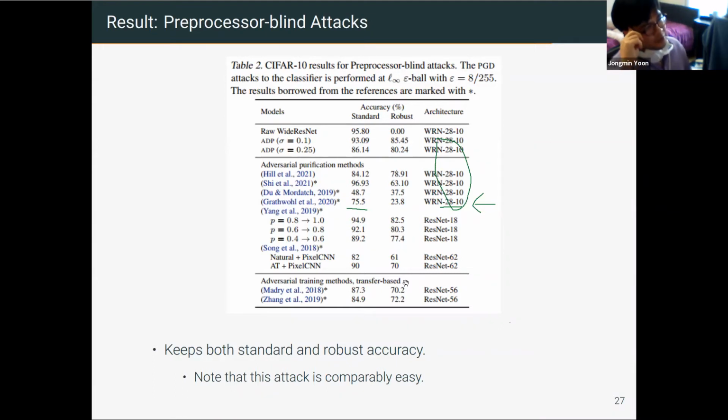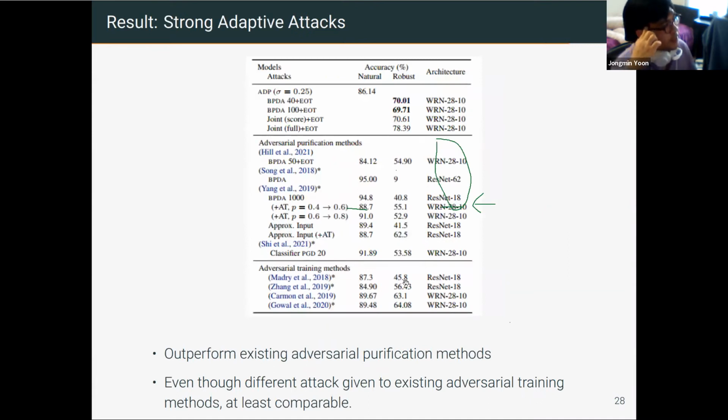When we deal with stochastic defenses, we should not use the preprocessor-blind attack and should use the BPDA plus EOT attack. This is the result for the BPDA plus EOT attack. As we use better networks compared to previous adversarial purification work, we achieved better performance compared to these existing works. Even though a different attack is given to existing adversarial training methods, because they use PGD attack for adversarial training and BPDA plus EOT attack for these adversarial purification works, they are at least comparable.